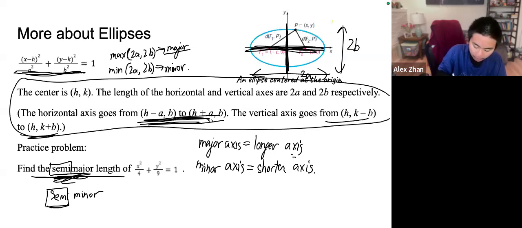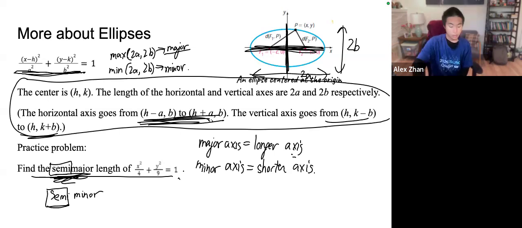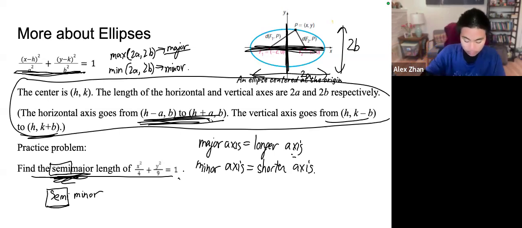Okay, so let's go back to this problem then. What are the two axis lengths, and what's the semi-major length? What is the semi-minor? Does anyone else have answers?